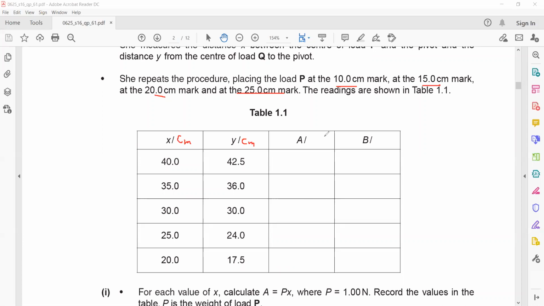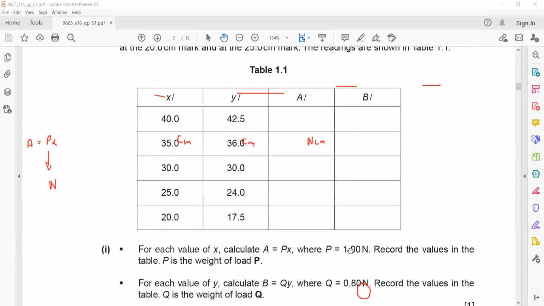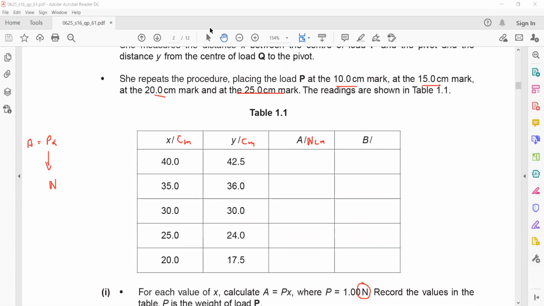Then A is P multiplied by X. So what is the unit of P? The unit of P is Newton. And what is the unit of X? It is centimeter. So A is equal to Newton centimeter. What about B? B is Q multiplied by Y. Q is Newton and Y is centimeter, so B is also Newton centimeter. Is it clear? The column headings.